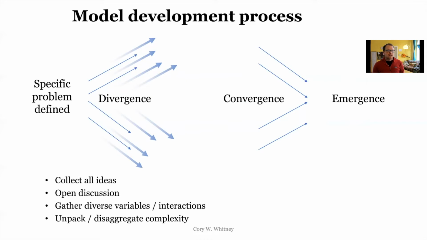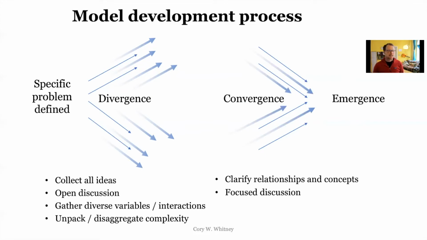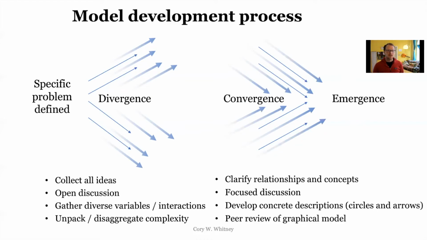And then we start with a convergence phase, that is trying to clarify relationships and concepts, to get from vague to specific. We have a focused discussion. We develop concrete descriptions in the form of circles and arrows, and we peer review a graphical model. We have a big drawing that we can look at together. We then convert that to a programming language, that is, we program it into a model that we can run. We use that to identify important variables, and we follow up and share the results of that so that we can provide some kind of decision relevant input for those experts.